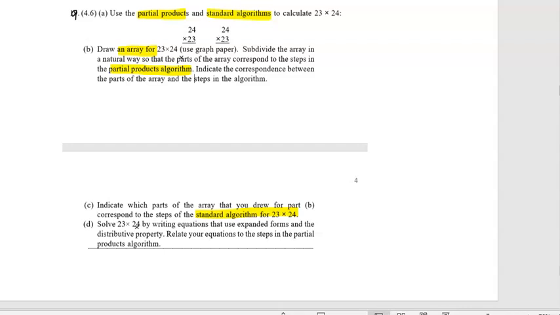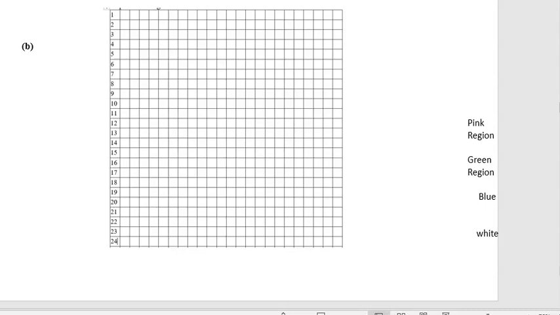And so finally, we solved it by the expanded form, and we did the exact same type of homework problem in section 4.6. So when I do this, I'm going to first solve this by using the partial products method, and then I'm going to demonstrate it in an array. And then I'm going to solve it by the standard algorithm and demonstrate it in the array. So I'm just going to put my answer here, 24 times 23.